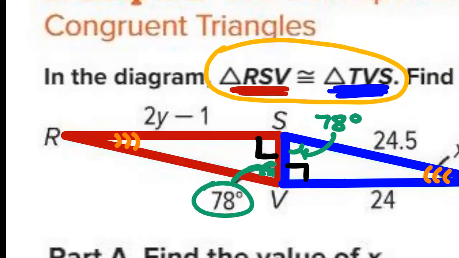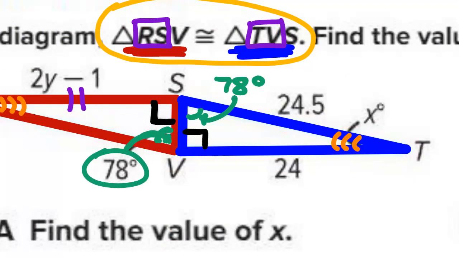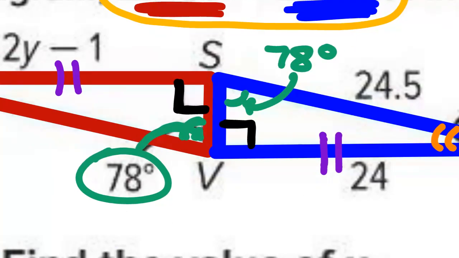What about my sides? Which sides are congruent? RS, first two letters, is congruent to TV, first two letters. So RS is congruent to TV. Which other sides would be congruent? SV and VS. Well, SV is this side right here, and so is VS. So that part of the congruent statement is telling me that this side is congruent to itself.